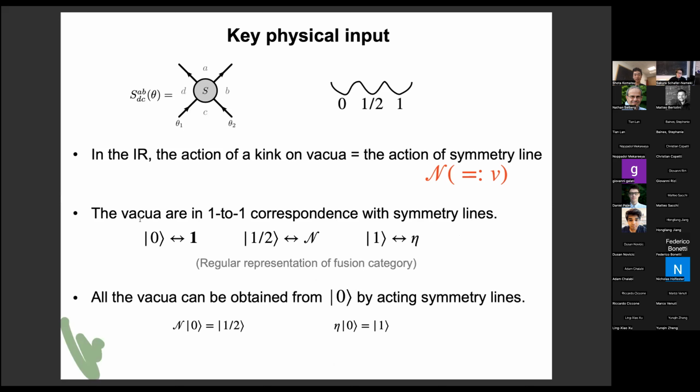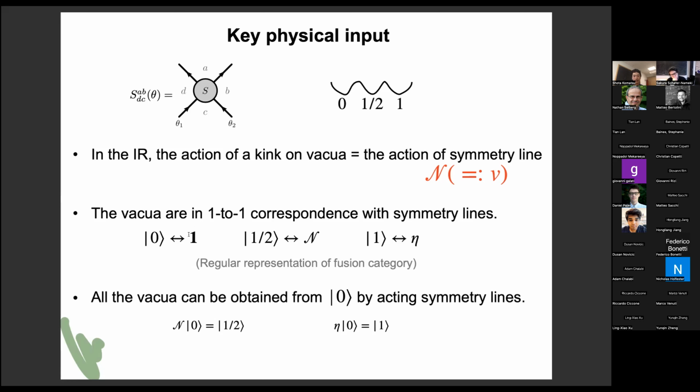Now, another important key physical input is that in this flow in which you have three different vacua, the vacua are basically in one-to-one correspondence with the symmetry lines. The correspondence goes like this: you identify the 0 vacuum as the identity line, the 1/2 vacuum with this n defect, and the 1 vacuum with the eta line. This is basically an alternative way of saying that these vacua form a regular representation, or adjoint representation, of the fusion category. So how the vacua get transformed under the action of the symmetry line is the same as how you fuse two different line defects.